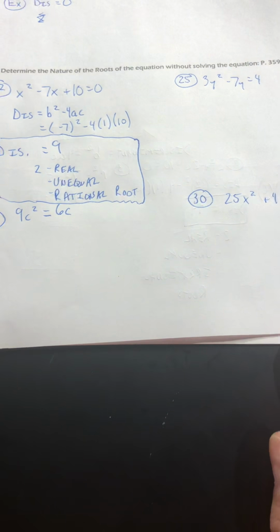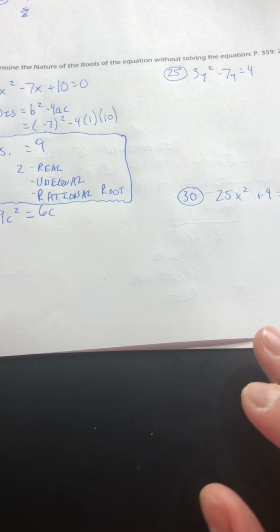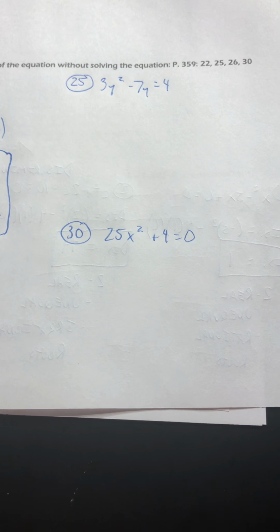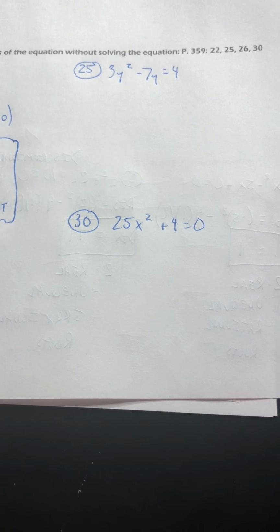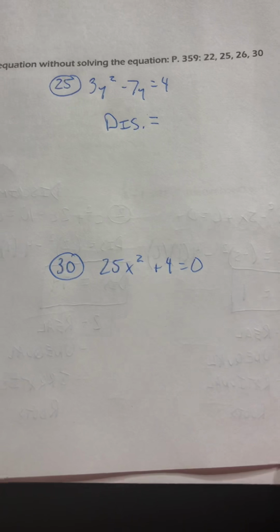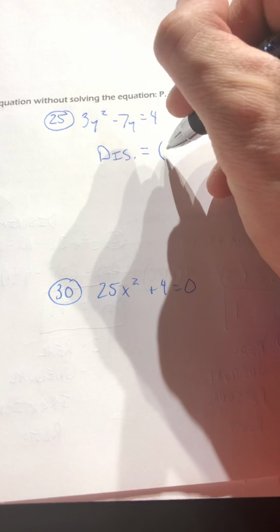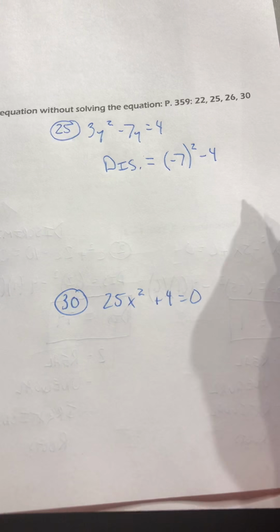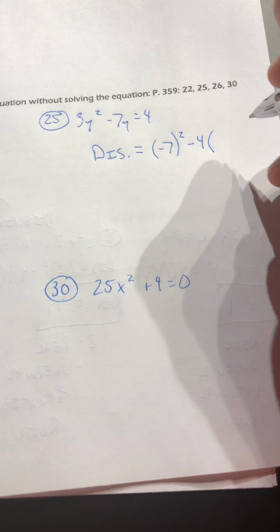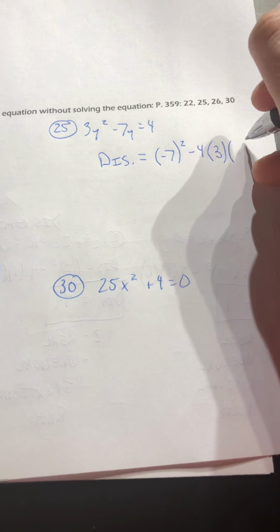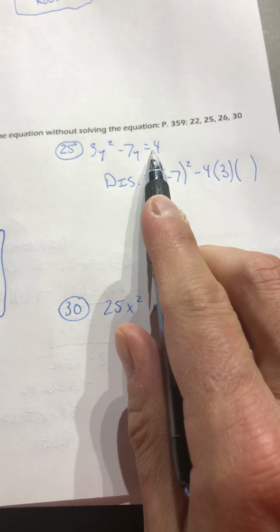All right. We're going to take a look at number 25. For 25, we're asked to do the exact same thing: find the discriminant and then describe the nature of the roots. I wrote the discriminant formula once for this page, so I'm not going to write it again. You can. I know I have b squared, so negative 7 squared minus 4 times a. So our a value is 3 times c.